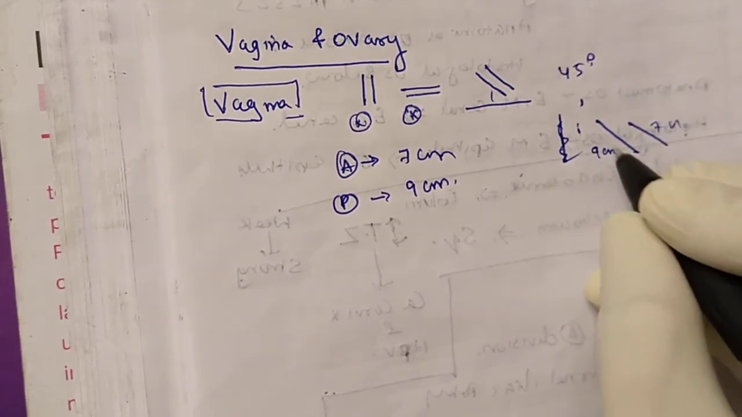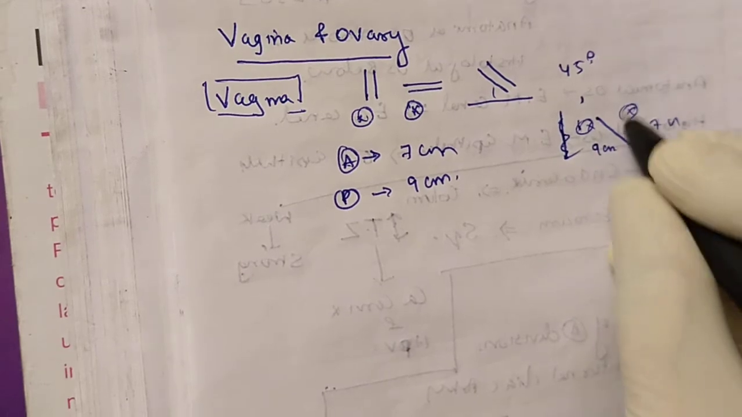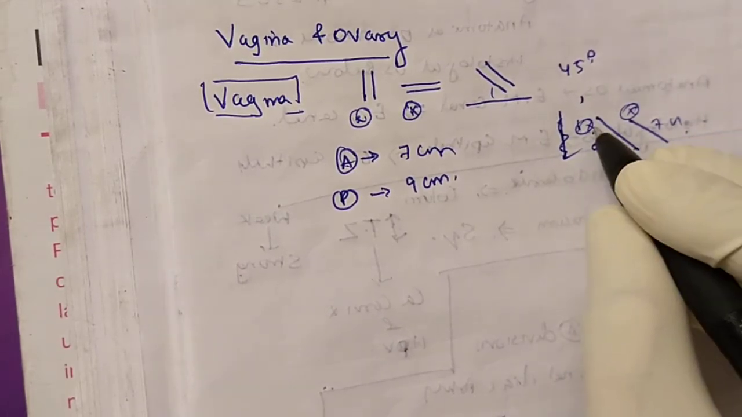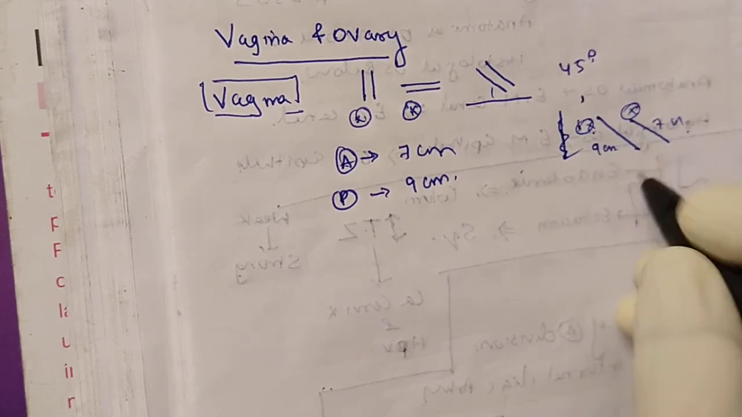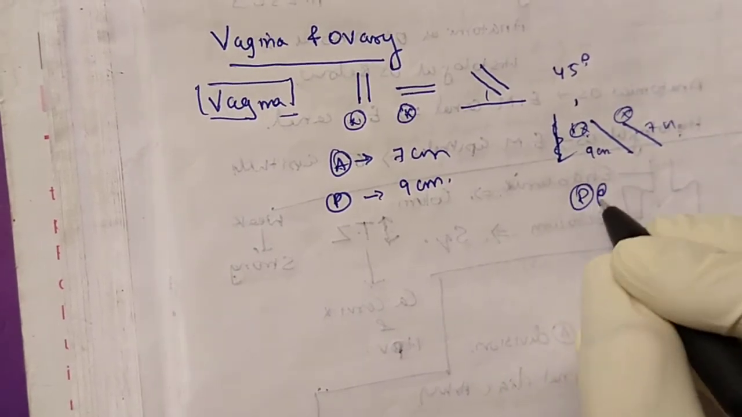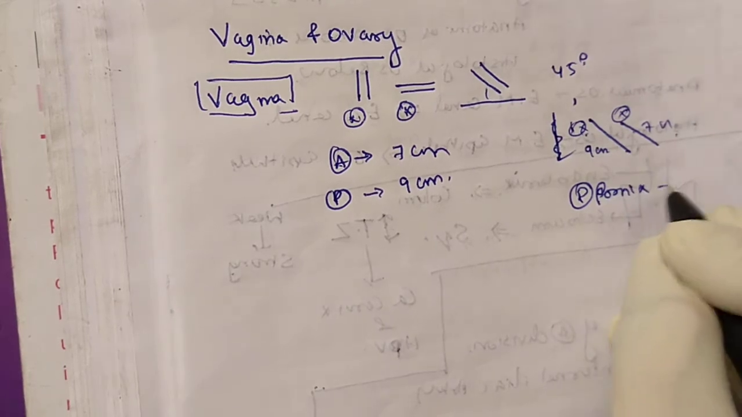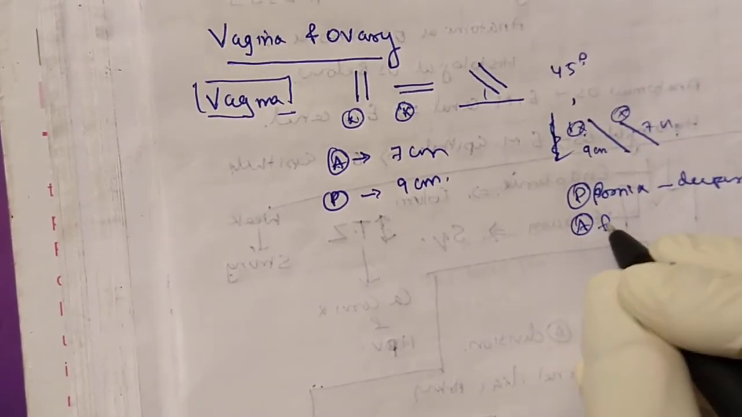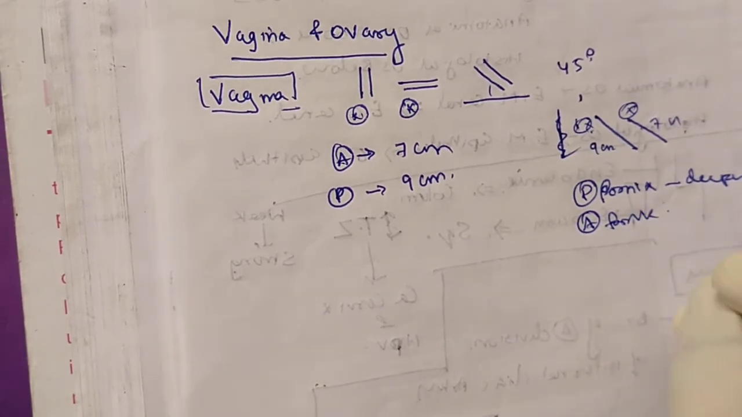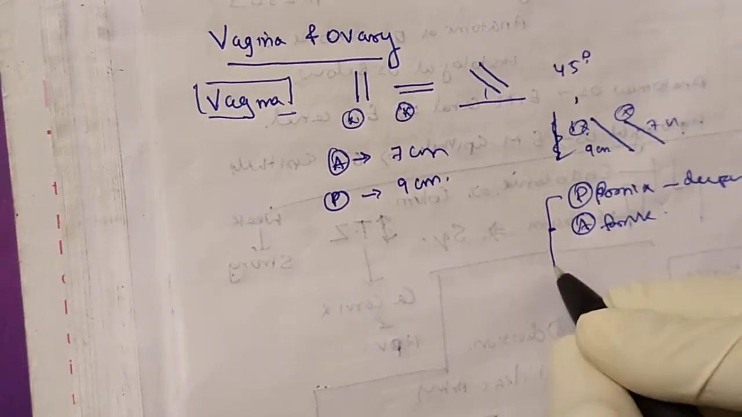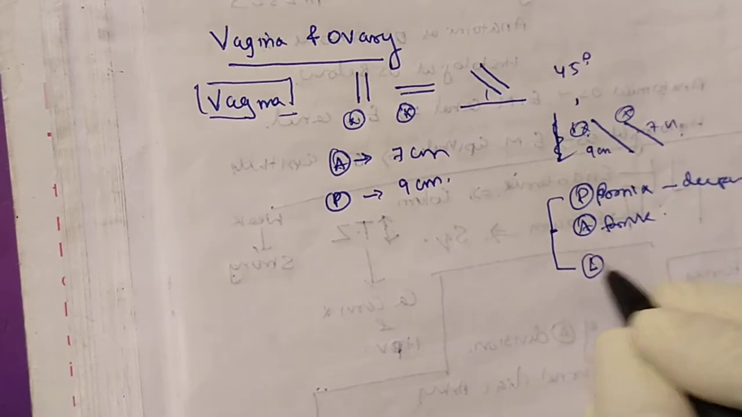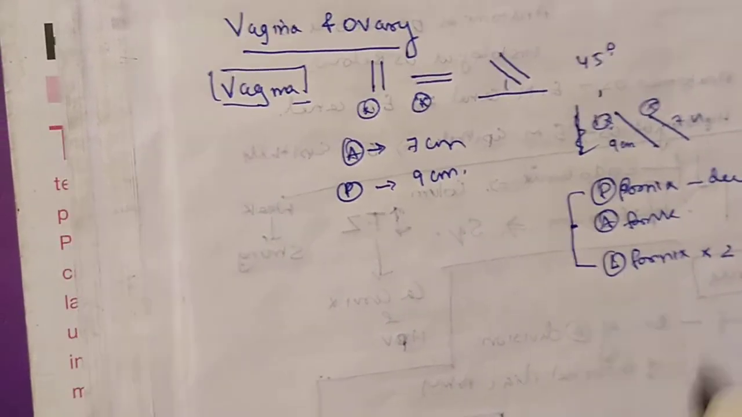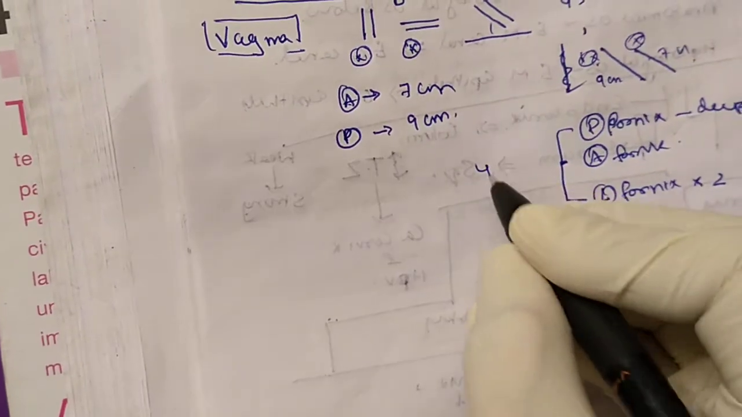Then we have fornices. So fornices will be here. The posterior fornix is deeper because the posterior wall is longer, and the anterior fornix is less deep. So posterior fornix deeper, anterior fornix, and then we have the other two fornices, that is the lateral fornices. So there are 4 fornices.